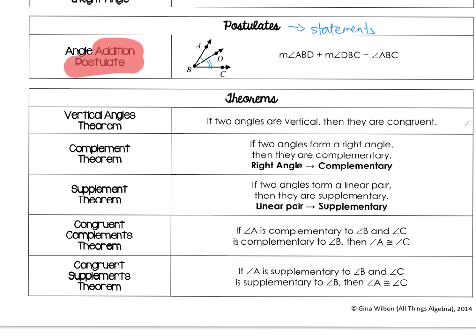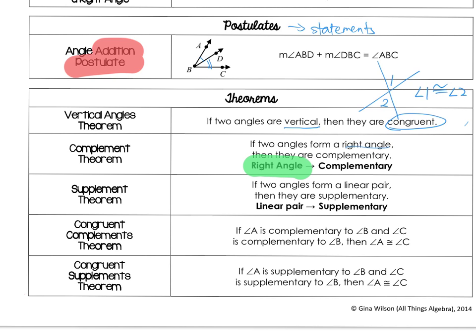First, vertical angle theorem. It says that if two angles are vertical, then they must be congruent. So if I have angle 1 and angle 2, right? If I know that they are vertical angles like this, looking like scissors, then I can draw the conclusion that angle 1 and angle 2 are congruent. Complement theorem. If two angles form a right angle, then they are complementary. And here I want you to pay close attention.